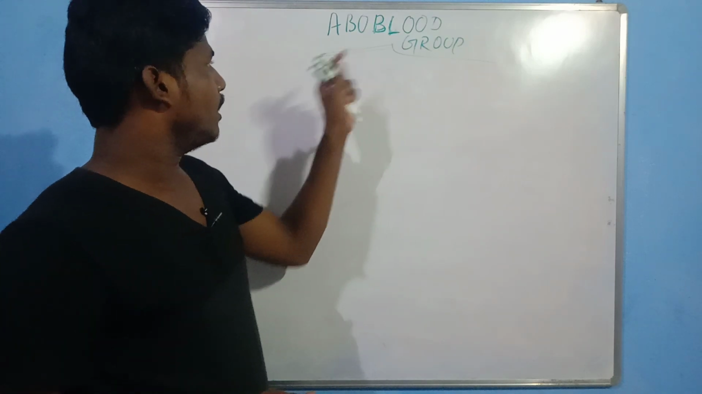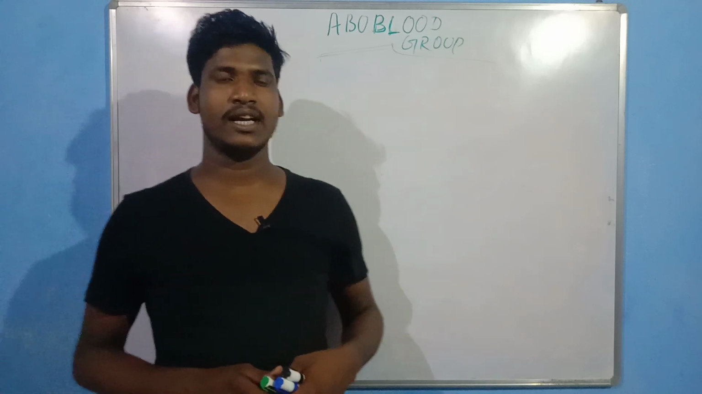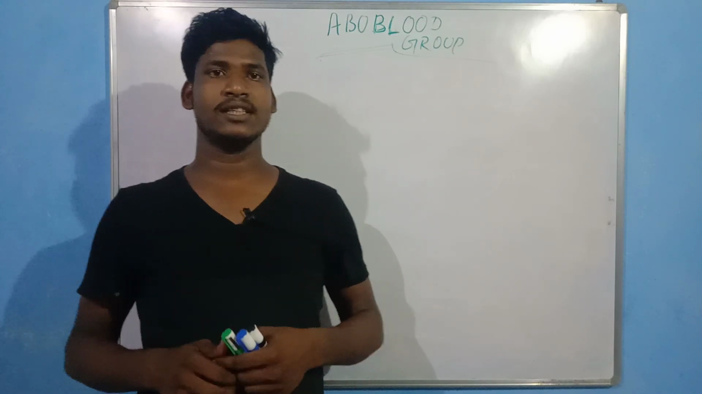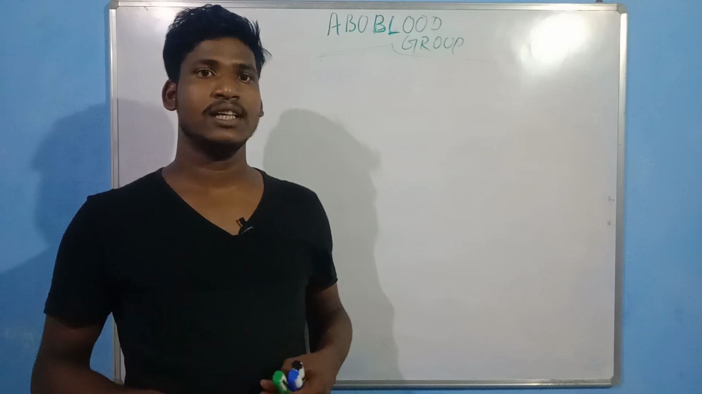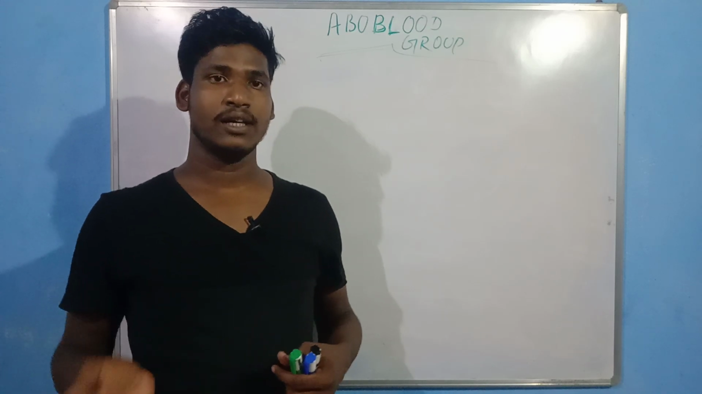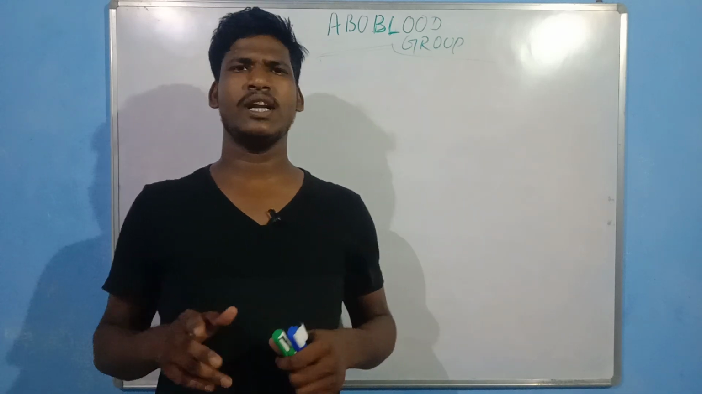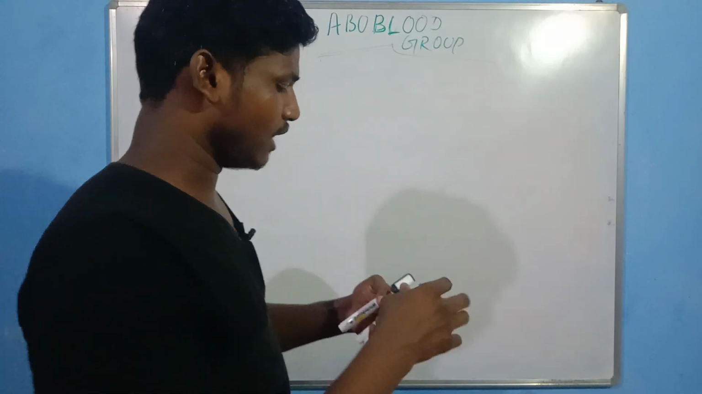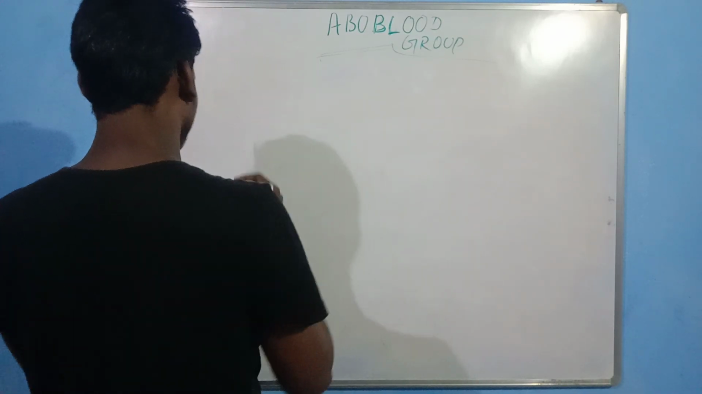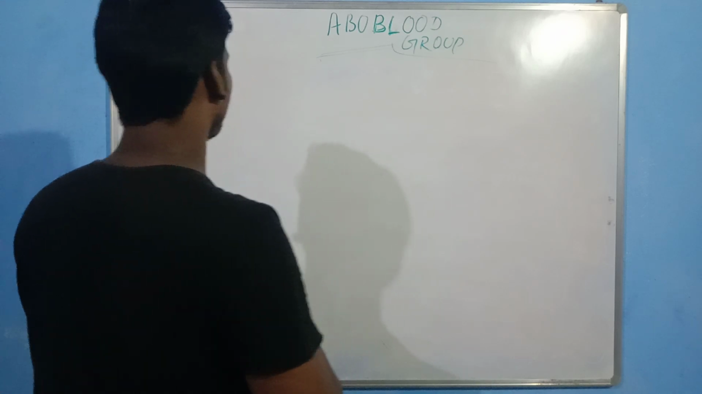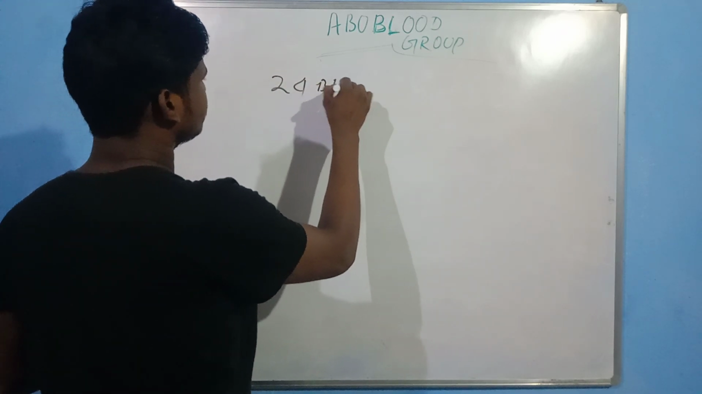In this video lecture we are going to talk about the ABO blood group. The plasma membrane of RBCs contains many antigens. Based on the presence or absence of antigens, blood is categorized into different blood groups. There are at least 24 blood groups, based on the presence or absence of various kinds of antigens.